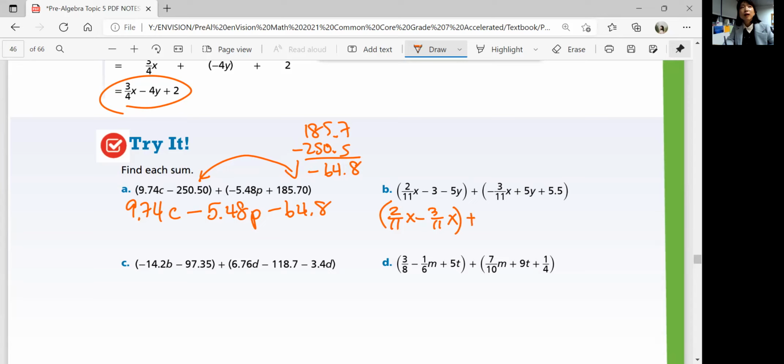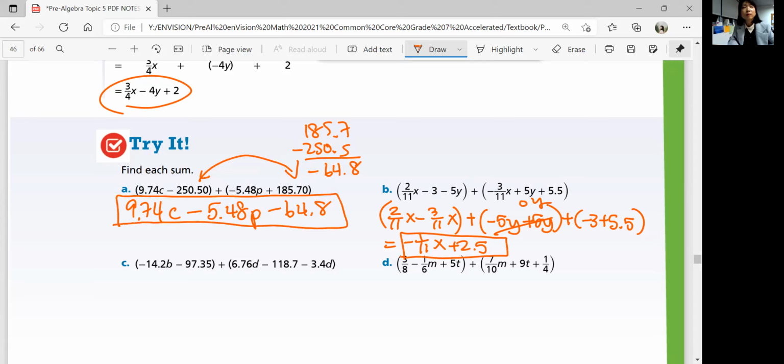And you can add negative 5y plus 5y. So they're going to cancel each other out. And you can add negative 3 plus 5.5. And then you have negative 1/11x. Y is canceled out. You have 0y, so it's just 0. You don't even need to write it down, okay? And then negative 3 plus 5.5 is 2.5, positive 2.5.